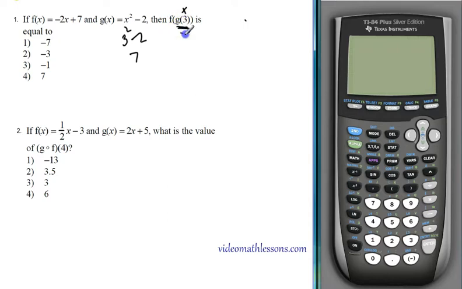Now, if this is 7, now it says what's f of 7? Take the 7 and plug it into the f function. Negative 2 times 7 is negative 14 plus 7. Negative 14 and 7 is negative 7. It is choice 1.